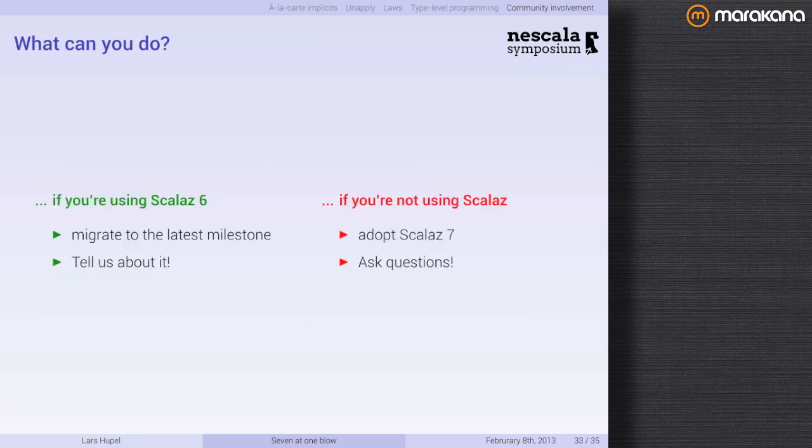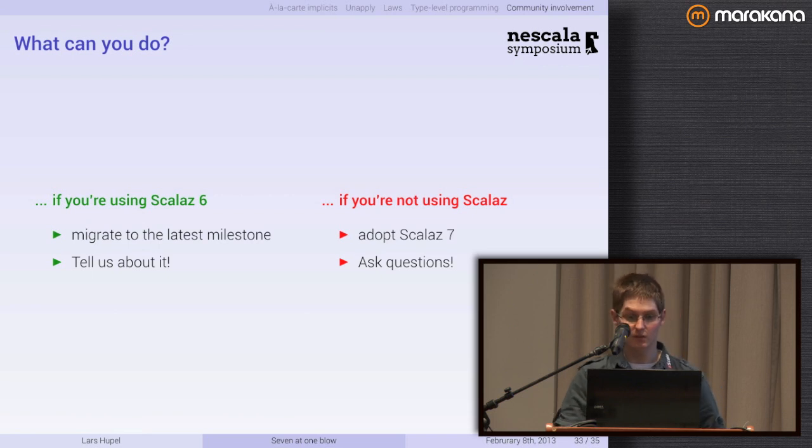So, what can you do? If you're using Scalaz 6, please migrate to the latest milestone, which is 7.0.0-M7, and please tell us about it. There are some things which you have to adapt for Scalaz 7, so there will be a bit of pain, but please tell us about your pain so we can ease it for the next people to do that transition.